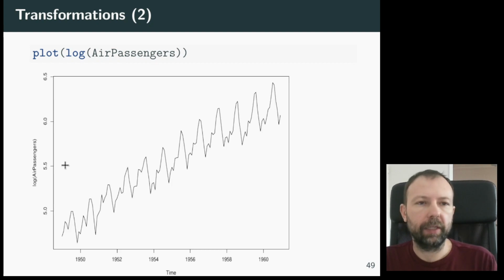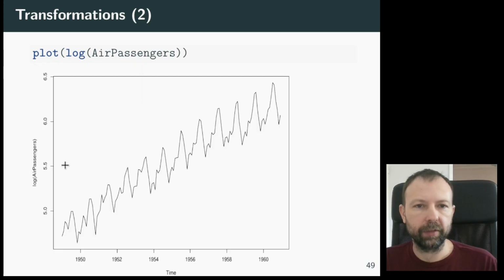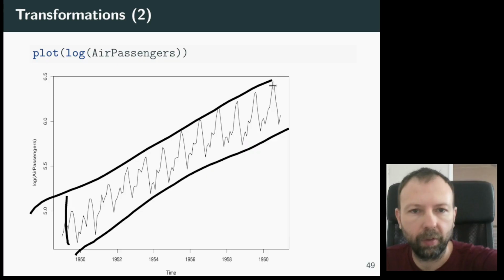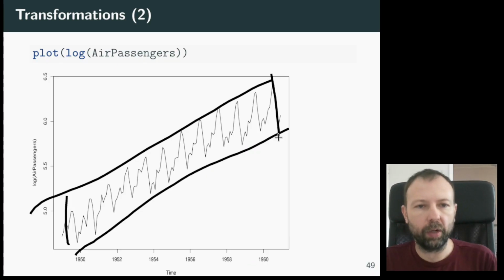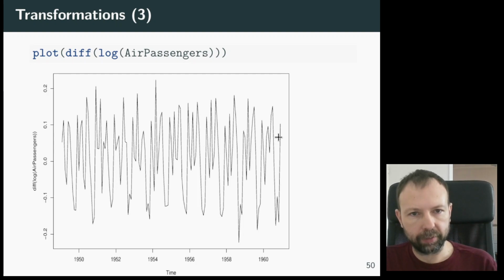So let's have a look at what happens if we log transform our air passenger series. You see now this multiplicative seasonality is gone. It's now an additive seasonality, which means that these seasonalities are all now the same size, no matter where you are in terms of the level of the series. If we difference this now, now we really got rid of the trend and of this changing variance. So now the only thing that is left is a seasonality.